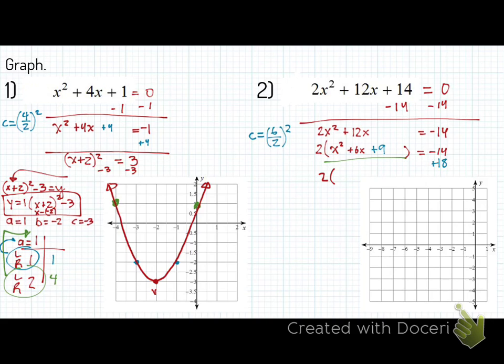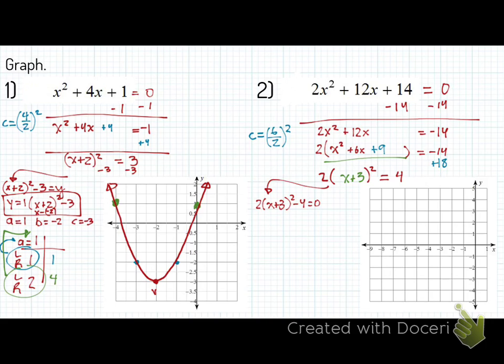Here, I'll use this green. It's going to be x plus 3, all squared, which is equal to, what's negative 14 plus 18? 4. Okay. And then we're almost done. We're just going to put this into standard form. It's going to be 2. I'm going to subtract 4 on both sides. So we got 2 times x plus 3 squared minus 4 is equal to 0.